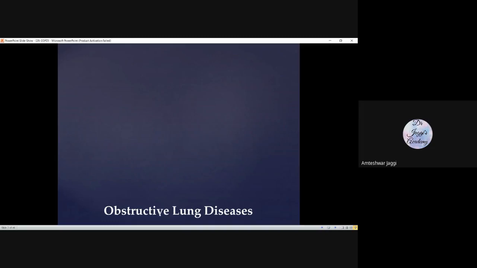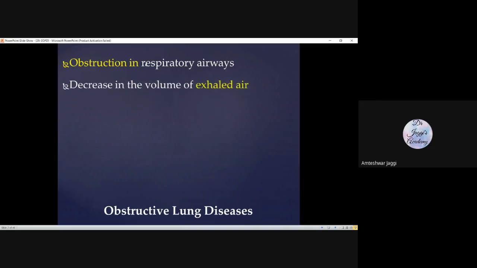Obstructive lung diseases. As the name indicates, obstruction. So there is some sort of obstruction in the respiratory system, and ultimately, because of this obstruction, there is a problem in exhaling the air. The amount of air that a person can remove from the lungs is reduced. This is the thing which is affected.